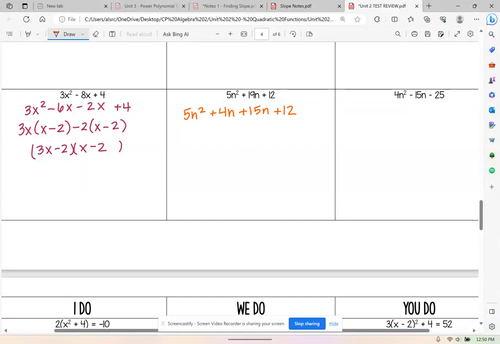What do I do here? Group it. GCF of my first group is n. So you have 5n plus 4. 12 divided by 4 is 3. 5n plus 4. 2 factors. What's my first factor? N plus 3 and 5n plus 4.